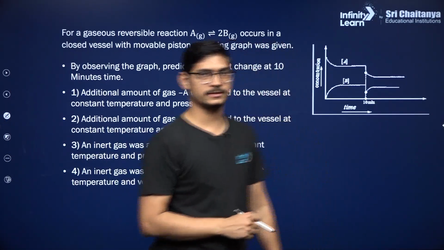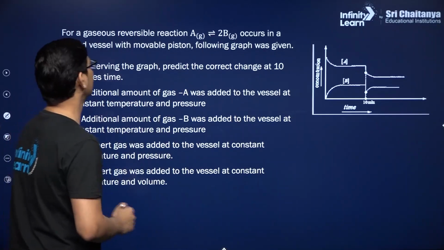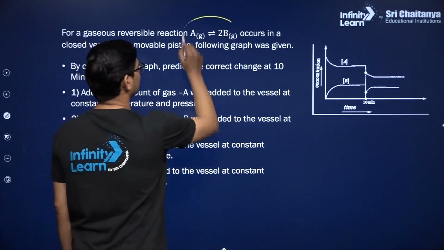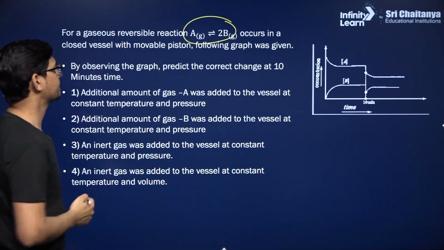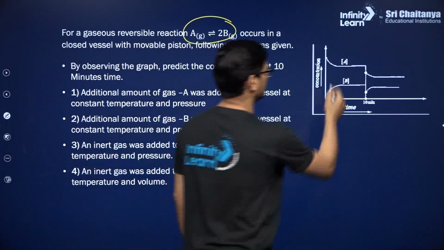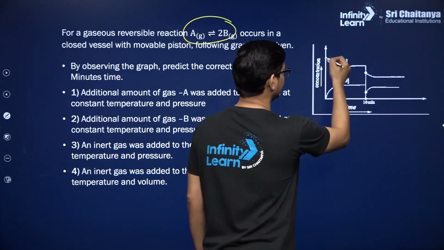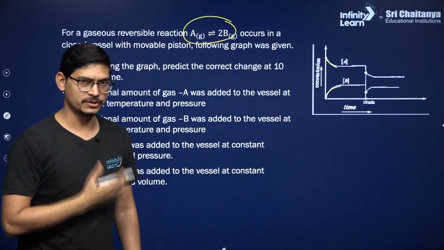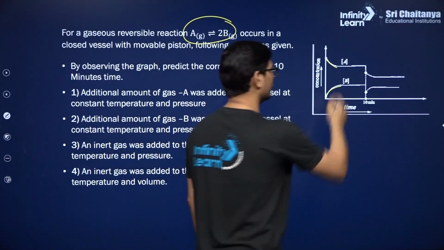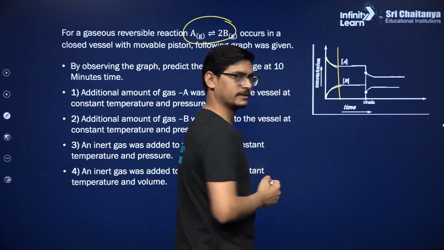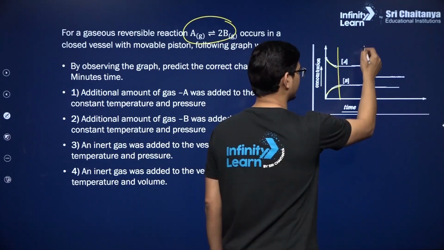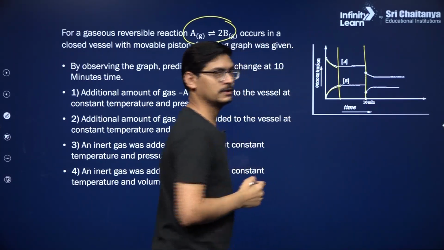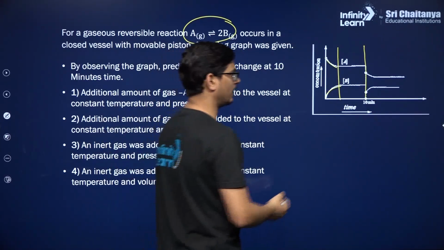This question is based on equilibrium. For the gaseous reversible reaction, A is in equilibrium with 2B. So we can notice that the concentration of reactant decreases with time and the product increases. That means we are approaching equilibrium from the forward direction. At this point, equilibrium is attained. The system remains undisturbed until this point, after 10 minutes.